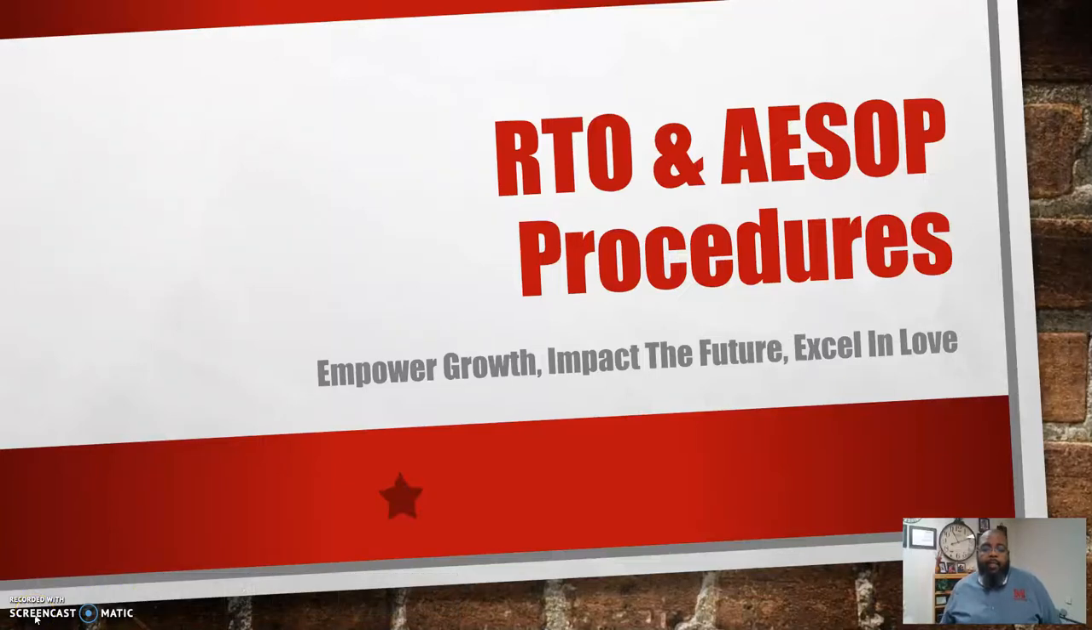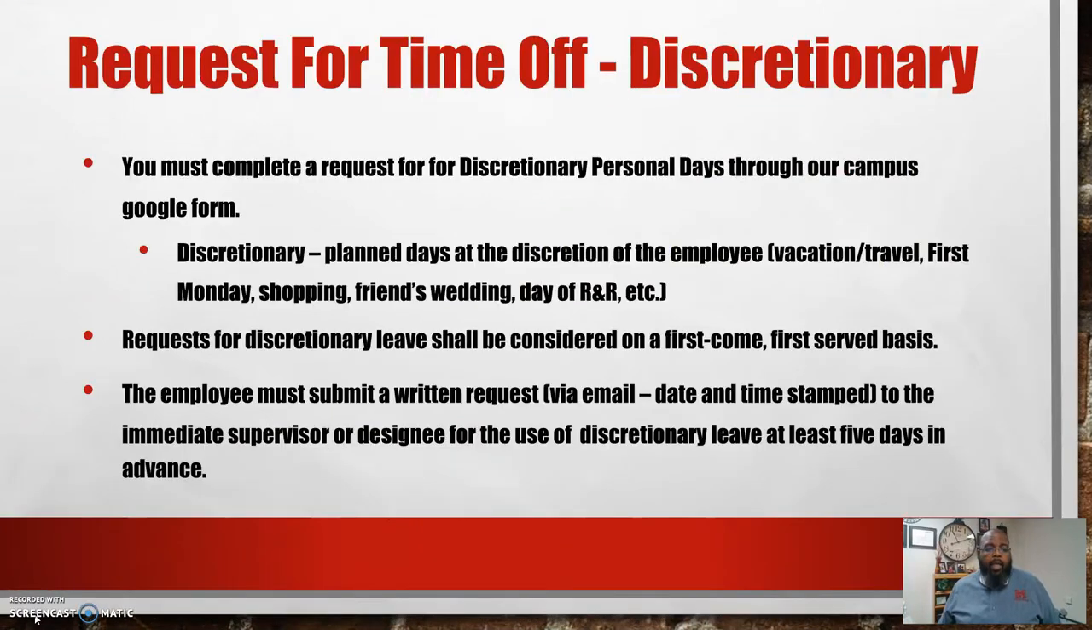Welcome back. Today, this video will be covering our request for time off and our ASOP procedures for Mesquite High School. At Mesquite, we have two types of days you can take off, and that is our discretionary and our non-discretionary days. For our campus, we do have a Google form that you must fill out to request your discretionary personal days. And those discretionary personal days are defined as days that are used for vacation, travel, rest and relaxation, and things of that nature.